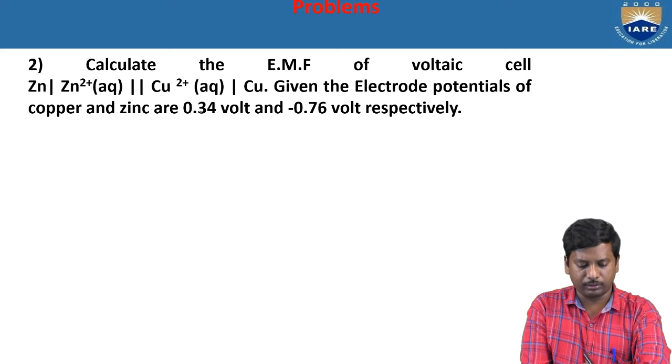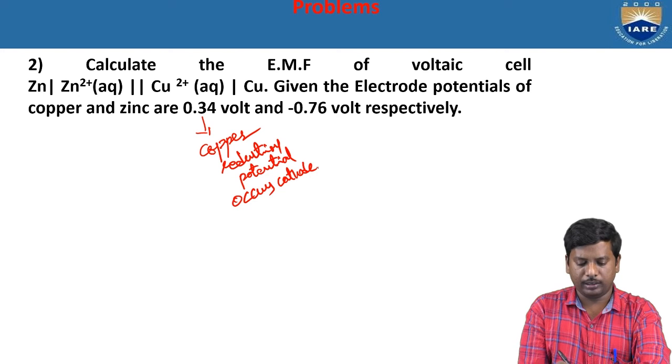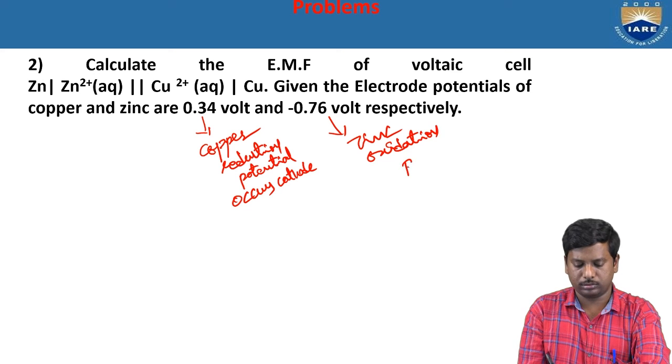So 0.34 volts is the copper reduction potential, which occurs at the cathode, and minus 0.76 volts is the zinc oxidation potential, which occurs at the anode.